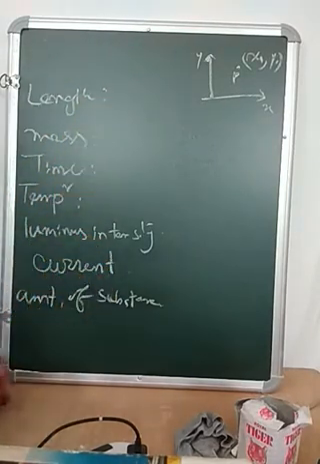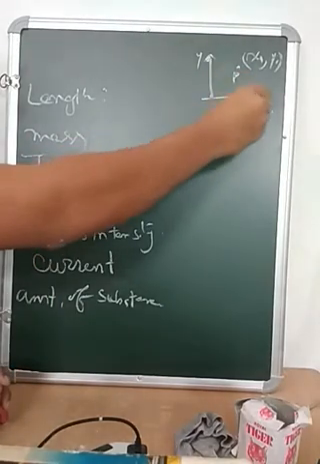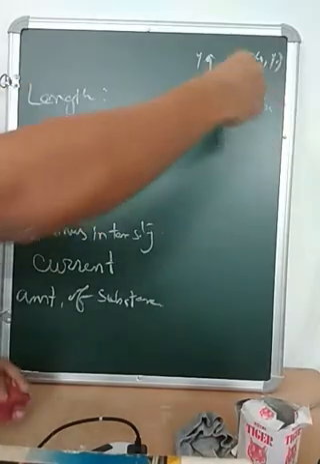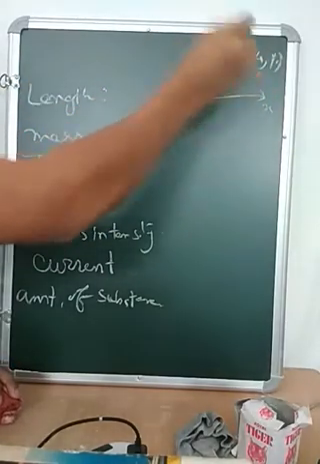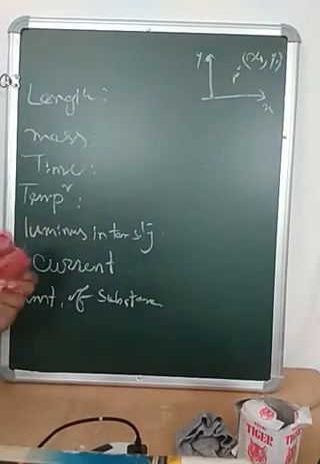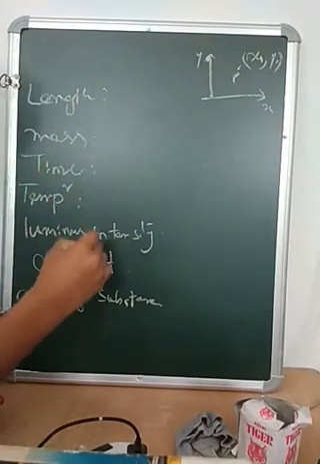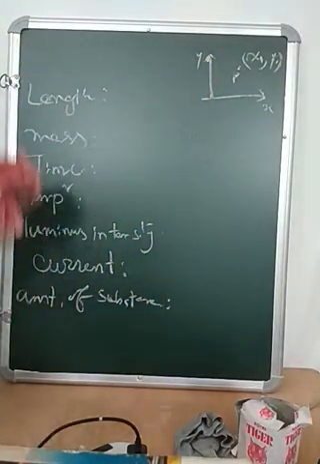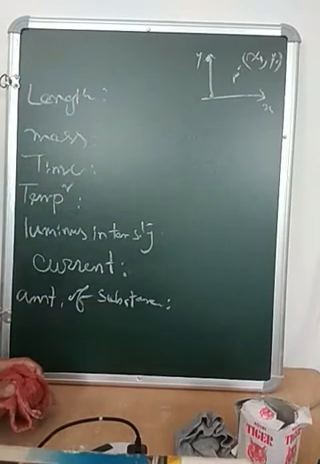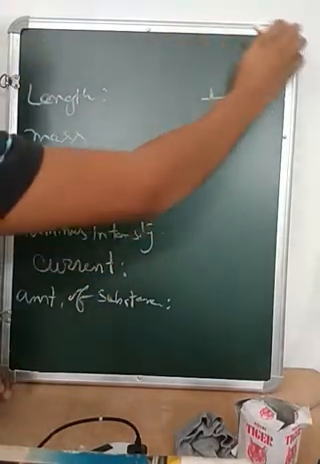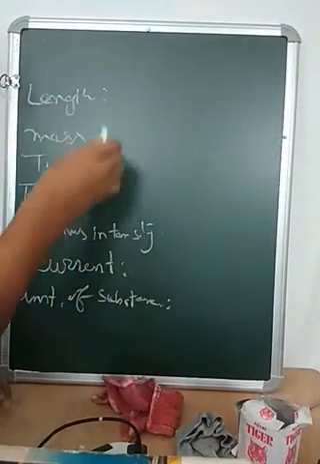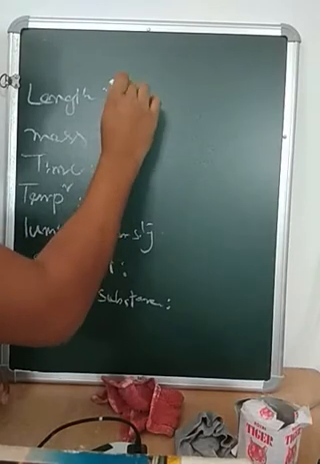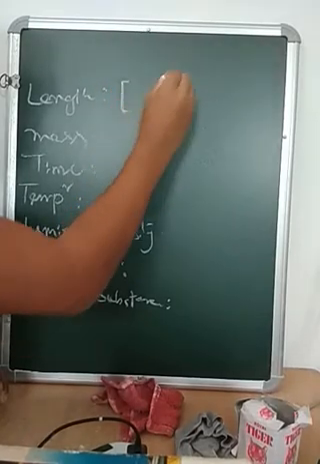In physics, these 7 quantities are considered as 7 dimensions, like x and y in 2D. With the help of x and y, you can represent any point in a 2D plane. Similarly, in the physical world, these 7 are considered as dimensions, and with their help we can represent any physical quantity. The dimension of length is represented in square brackets. The dimensional formula is represented in square brackets.